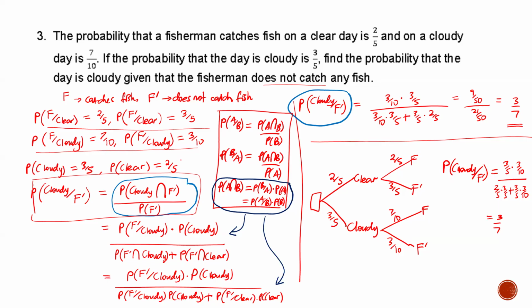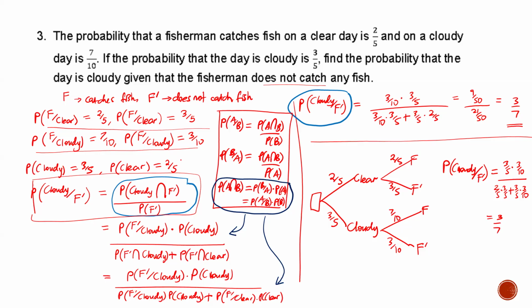Now, the question wants cloudy given that he didn't catch fish. So now they are trying to make him not catching fish or catching fish the condition. And now we want to look at the probability of the weather. Of course, it feels confusing because you would think that the weather is what affects him catching fish or not, which is true.